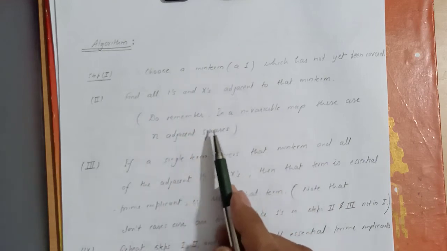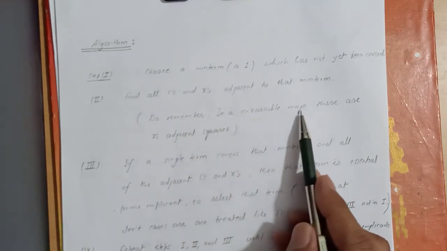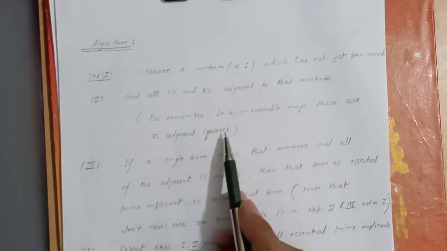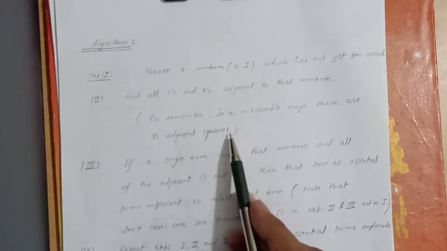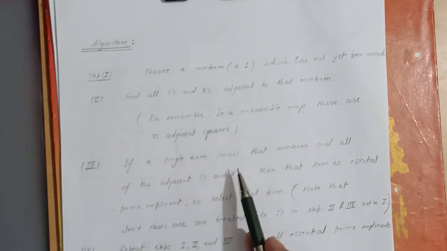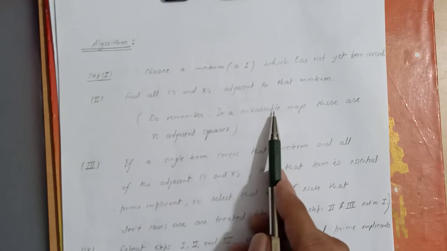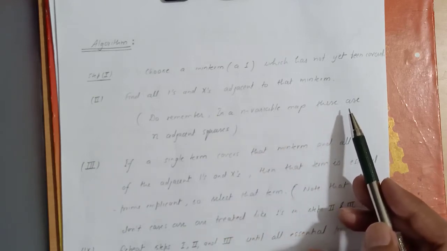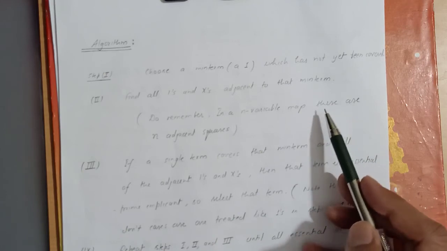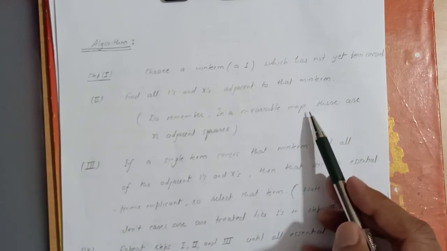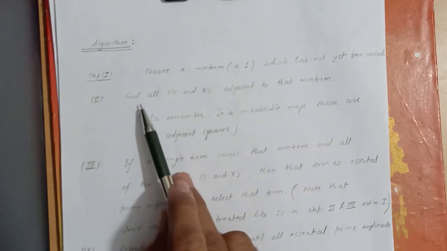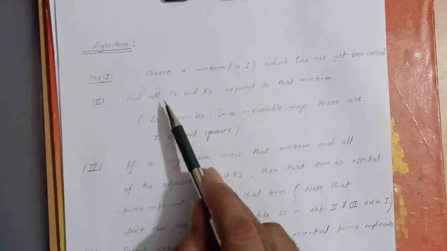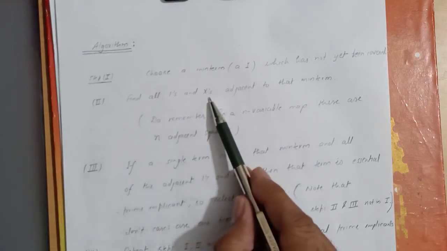Do remember that in an n variable map there are n adjacent squares for any square. So if there are n variables, there will be n adjacent squares to any minterm. Do remember. So in step 2 we will find all the ones and x's which are adjacent to the minterm.